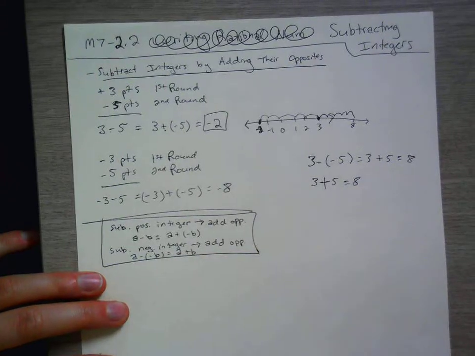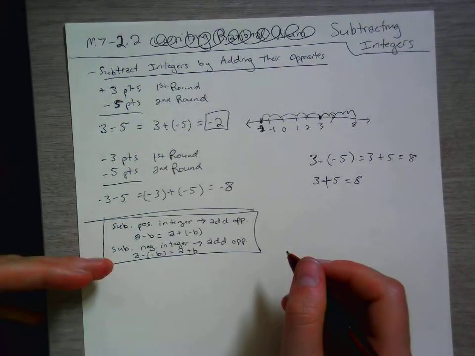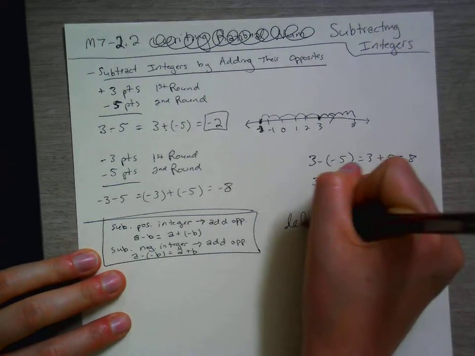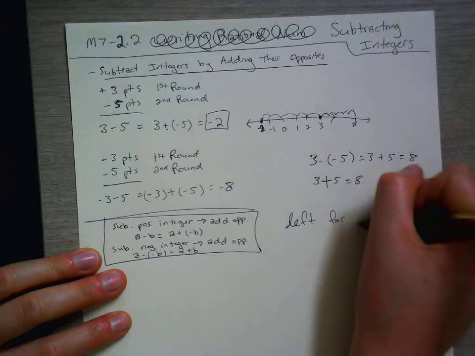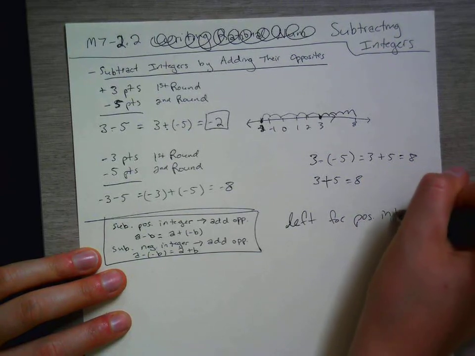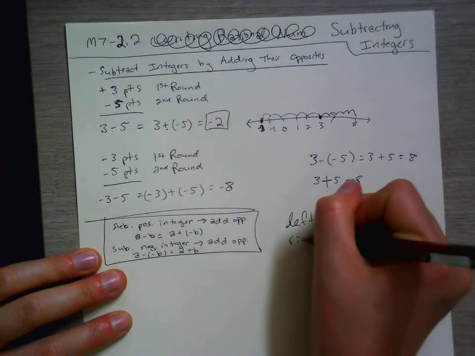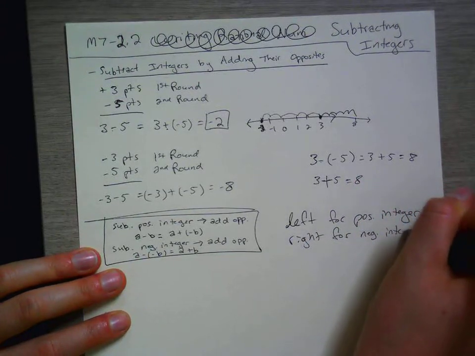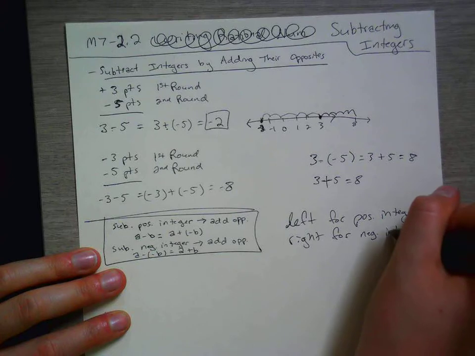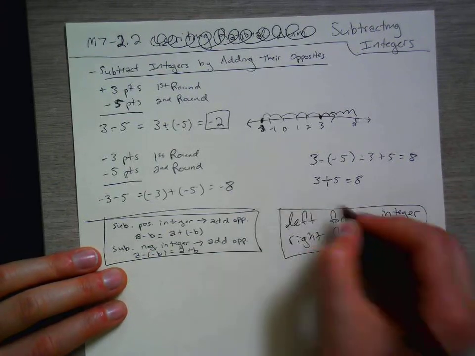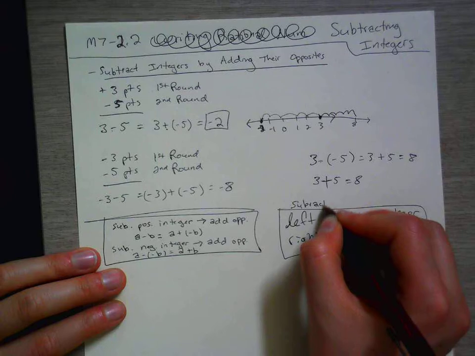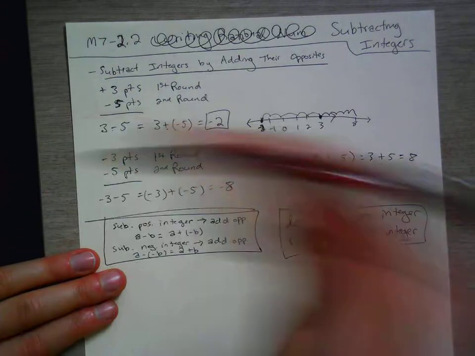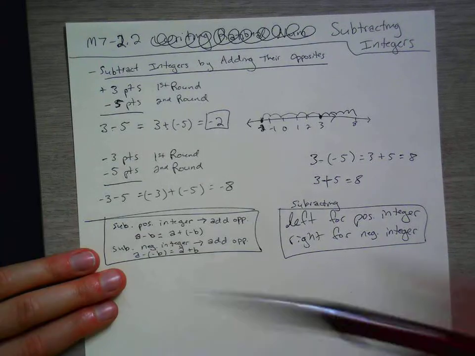So remember this. To subtract them on a horizontal number line, you move left for a positive integer and right for a negative integer. Remember, adding was the opposite, but since we are subtracting, it is the opposite. So you go left if it's a positive number. To subtract a positive, you're going left. To subtract a negative, you're going right. And so that's what it would look like on a number line.